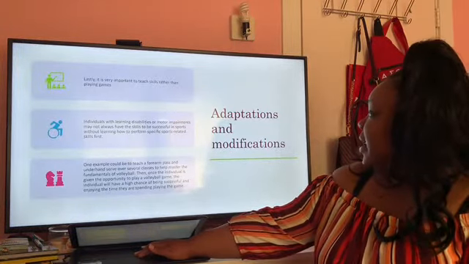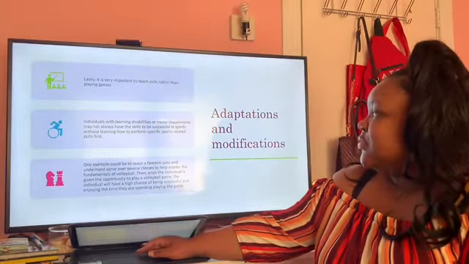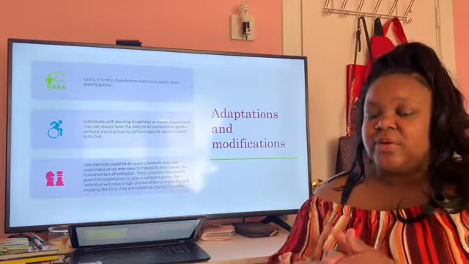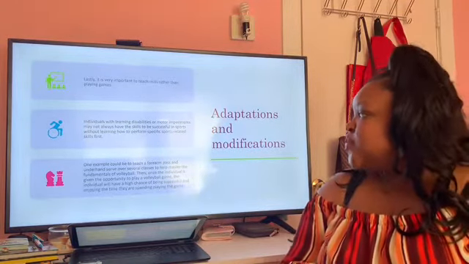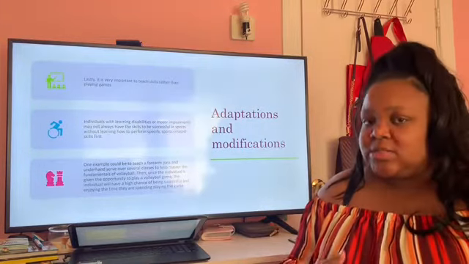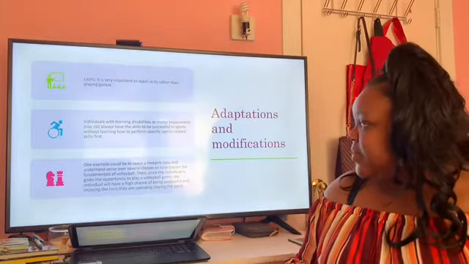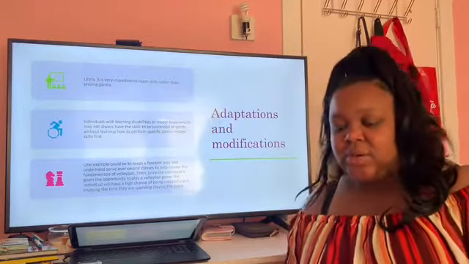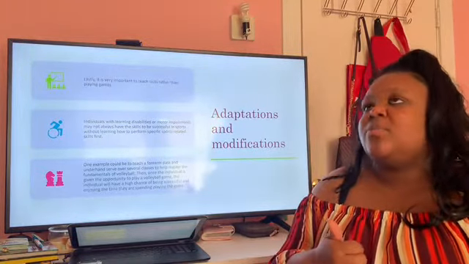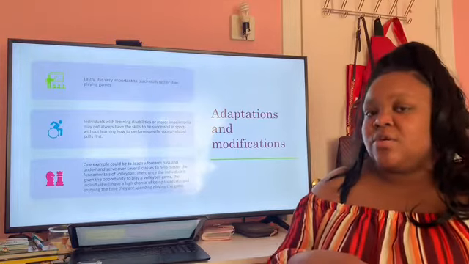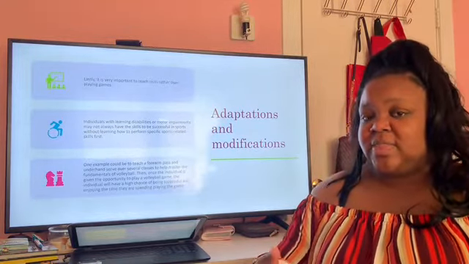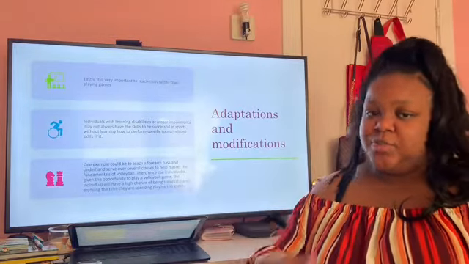Some other adaptations and modifications, lastly, would be that it's important to teach an individual a skill rather than focus specifically on the sport. An individual with learning disabilities has trouble with motor impairment, and they may understand the sport better than they understand the skill. So you want to reverse it and get them to a point where they understand the skill more than they understand the sport, because understanding the skill will eventually get them to be able to enjoy the sport more.